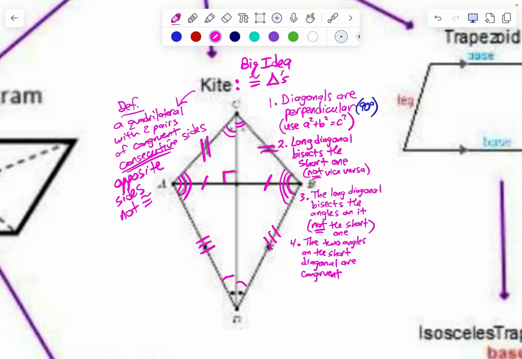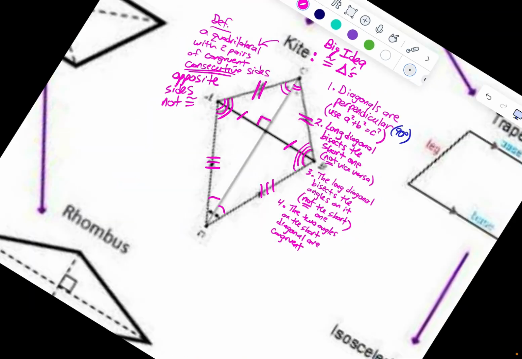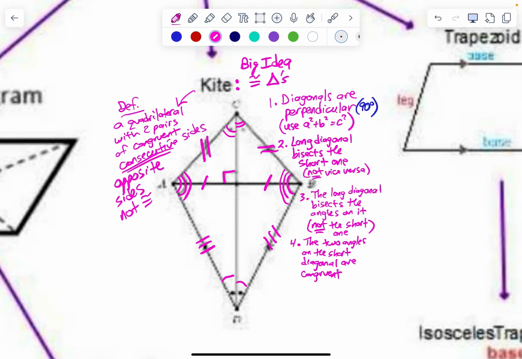And then the long diagonal bisects the angles on it. So that was these 2 pairs on the ends of the long diagonal. And then finally, the 2 angles on the short diagonal are congruent. So that was this way. Sorry. Now keep in mind that kites can be oriented in any way. That's not always going to be facing straight up like this. So your first job would kind of be to identify which is the long, which is the short diagonal.